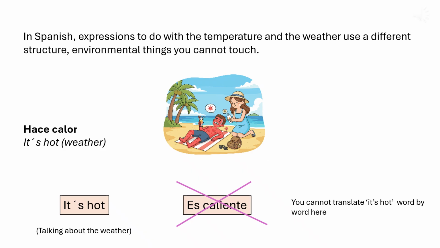In Spanish, expressions to do with the temperature and the weather use a different structure, environmental things you cannot touch. Hace calor. That's the equivalent to it's hot, talking about the weather. So, in this situation, talking about the weather, the English it's hot translates as hace calor. You cannot translate it word by word here.